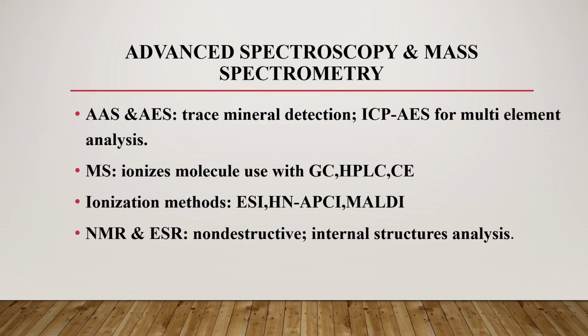New ionization methods like ESI, APCI, and MALDI allow for analysis of complex molecules like proteins and antioxidants. NMR and ESR are non-destructive and can analyze internal structures. NMR is used for oil content and crystallization. ESR detects free radicals.